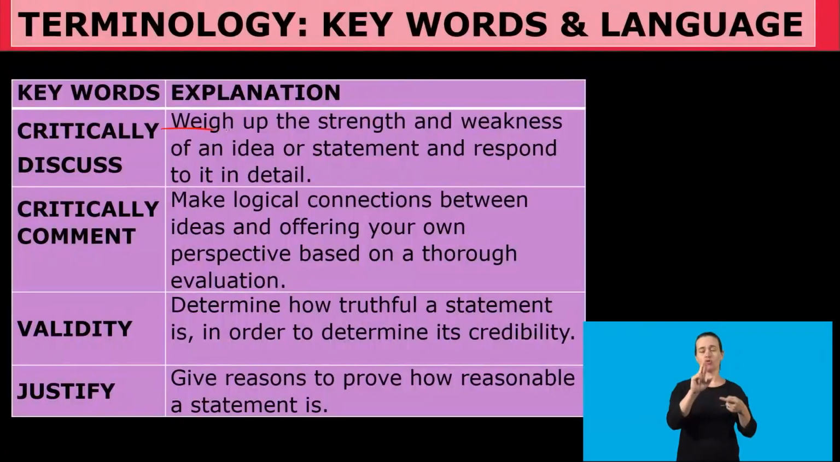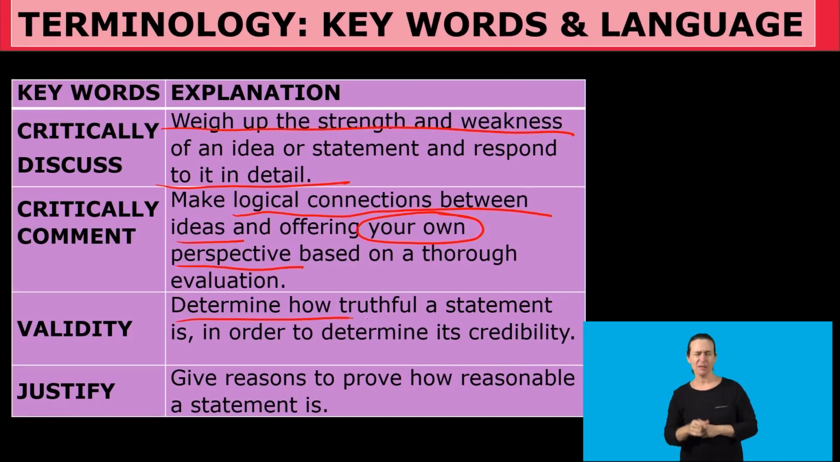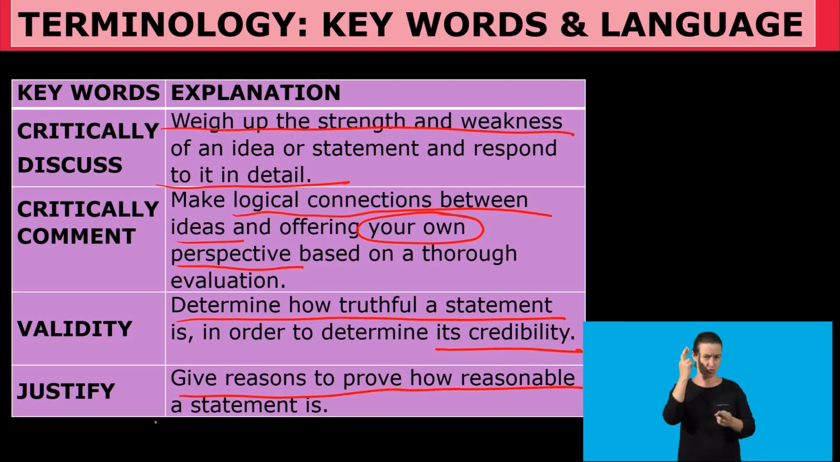Welcome back. Now, let's look at some key words and terminologies that are crucial to your understanding of Paper 2. Critically discuss means to weigh up the strengths and weaknesses of an idea and respond to it in detail. Critically comment means to make logical connections between ideas, offering your own perspective based on a thorough evaluation. Validity means to determine how truthful a statement is in order to determine its credibility. Justify means to give reasons to prove how reasonable a statement is.